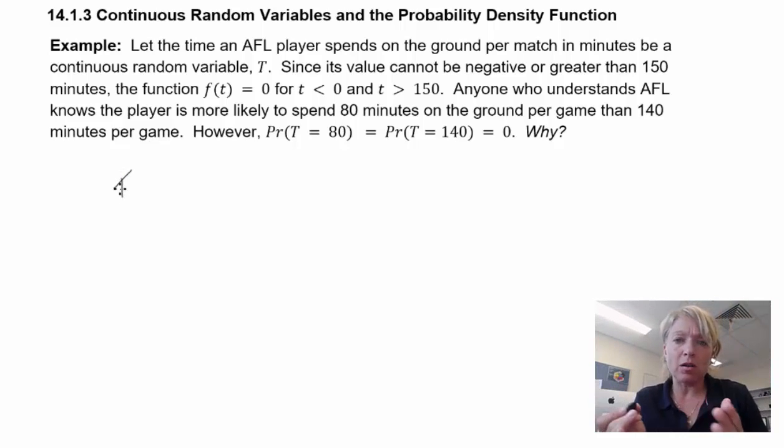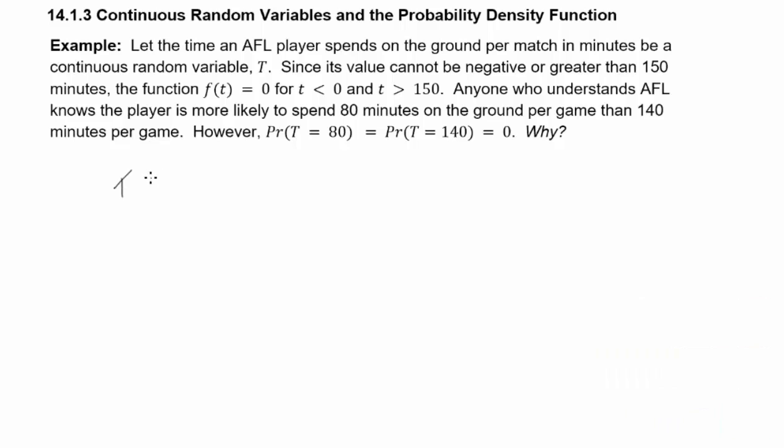Now, it's not possible for a player to spend negative time on the ground during an AFL match. And it's also not possible for an AFL player to spend more than 150 minutes on the ground during an AFL match. So that's an example of the restricted domain for the continuous random variable t that was spoken about before. So t will be greater than or equal to 0 and less than or equal to 150.